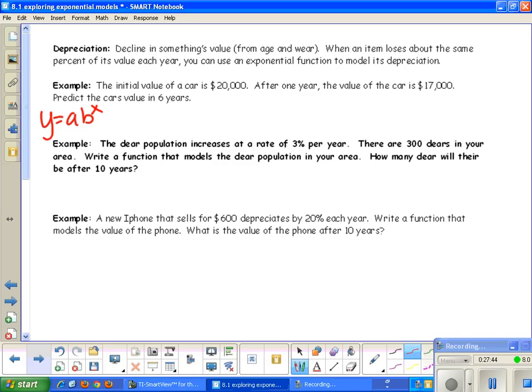So for this one, it says the initial value of the car is $20,000. I know that the initial value is my a value, so a is $20,000.